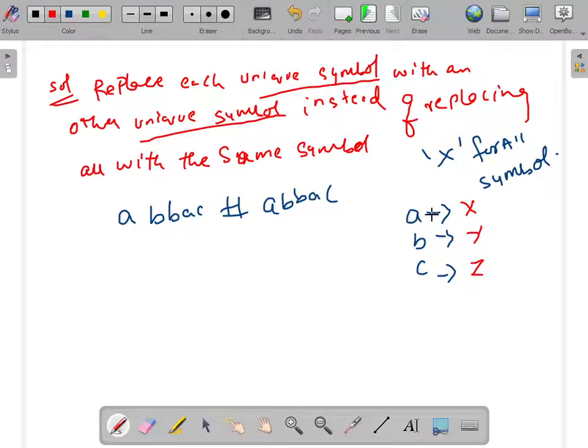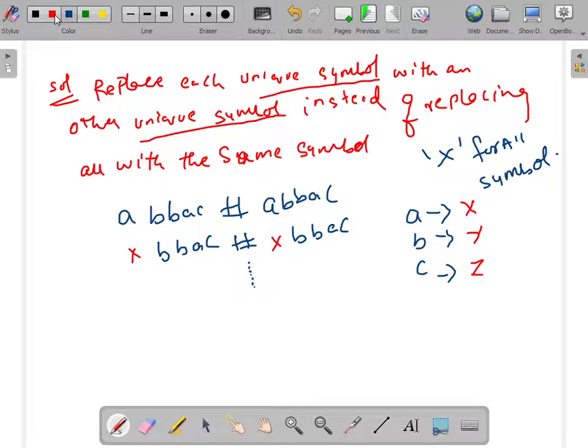Wherever I have A in my input string, I will change it to X. Wherever I have B, I will change it to Y. Wherever I have C, I will change it to Z. So the next is X, and this will also be X. A is X. Then the rest of the things will be the same, hash, B B A C. Like this it will go down.